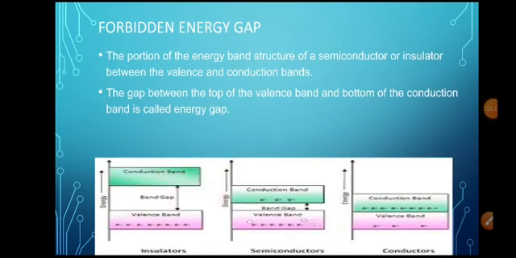So the gap between these two bands, valency and conduction band, is called a forbidden energy gap. The forbidden energy gap is a gap between the higher energy of a valency band and the lower energy of the conduction band. It is the portion of the energy band structure of a semiconductor or insulator between the valency and conduction band. The gap between the top of the valency band and the bottom of the conduction band is called an energy gap. This is also called a forbidden energy gap or energy gap. This energy gap is measured in electron volts.